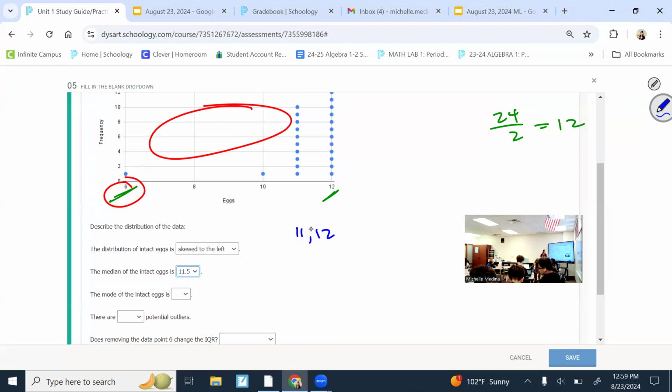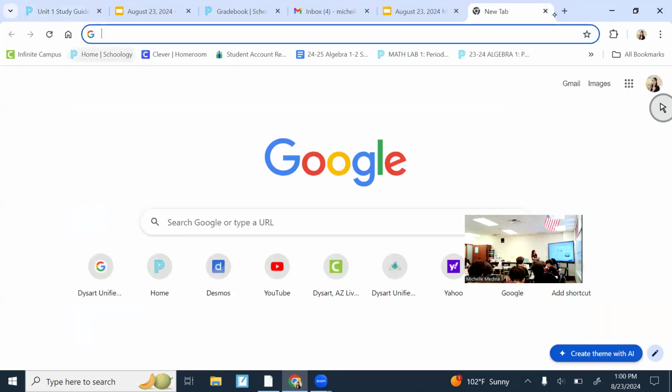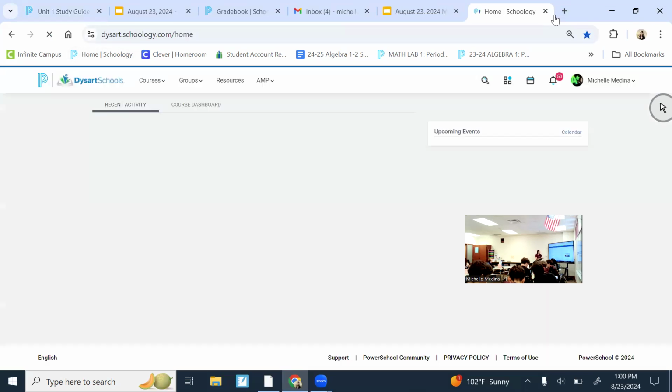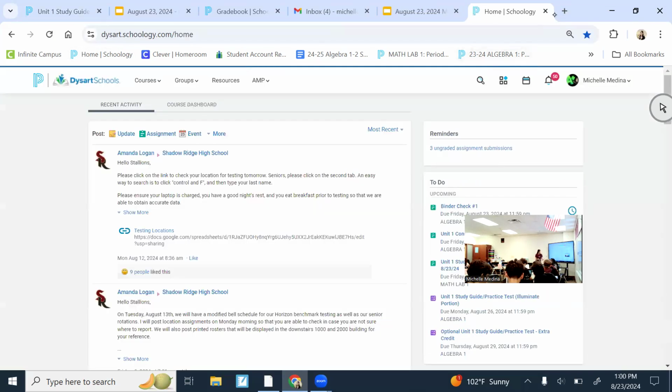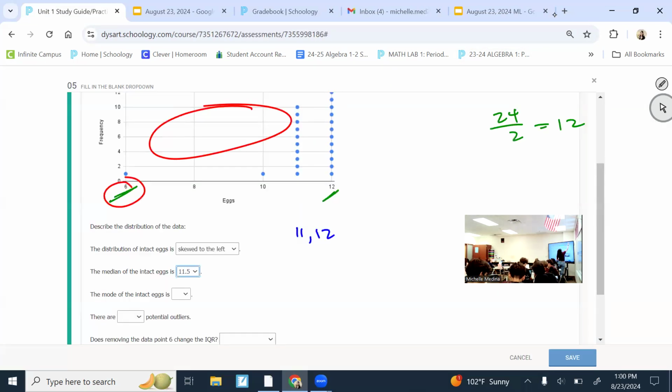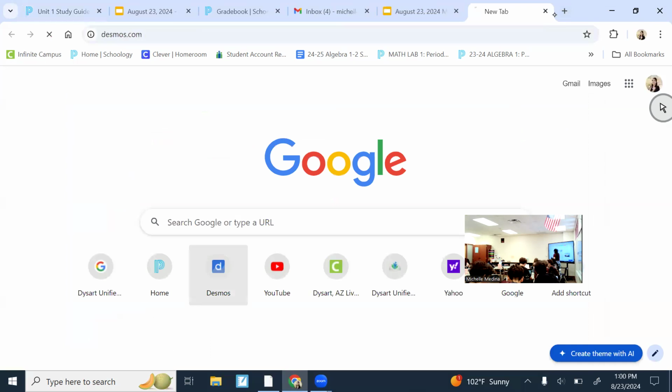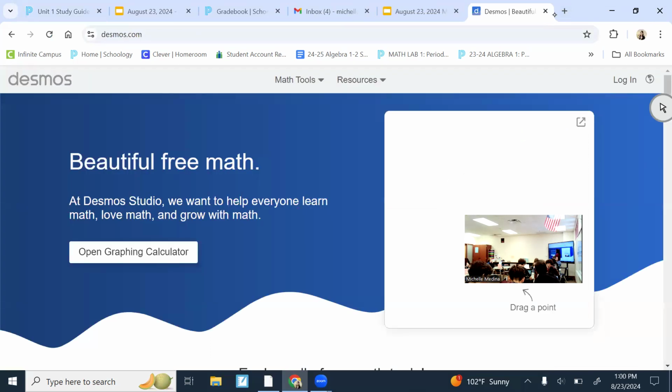You could also type it all up in Desmos and find the median that way too. Then we have the mode of the intact eggs. I don't know if you have a mode button in Desmos, let's see. But what does it mean when it says what's the mode? What does the word mode sound like?